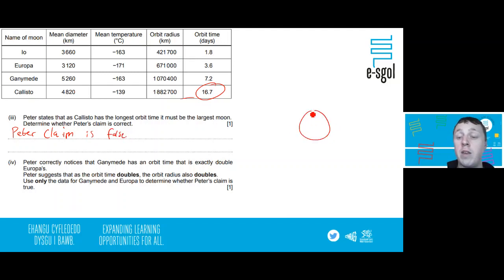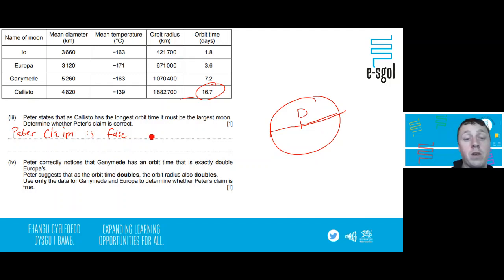So orbit time, I hope you understand, comes from Jupiter's here. So as the moons go out, then yes, the orbital radius, or the distance from Jupiter, will increase. But it's not to do with this. This question is the size, and the size comes from either the radius or the total distance across, which is diameter. So Peter's claim is false as, and you can point out, Callisto doesn't have the largest diameter. So this is one way to think of it.